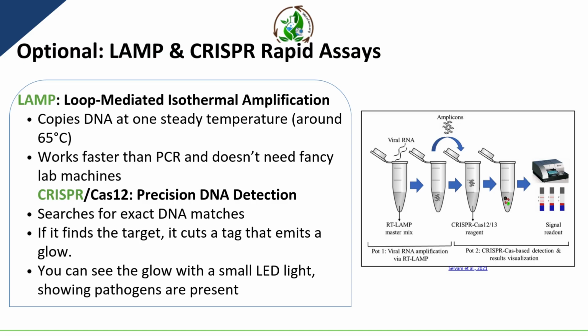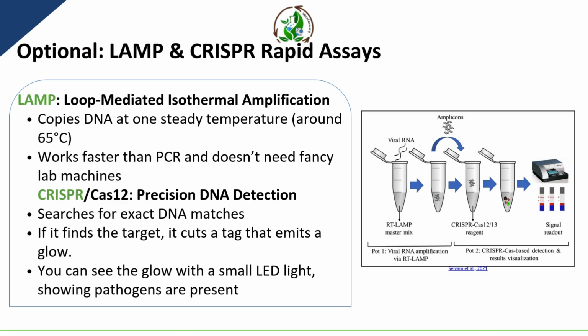Let's now look at two of the most cutting-edge tools in rapid diagnostics: LAMP and CRISPR-Cas12. These methods take the precision of molecular biology and package it into formats that can actually work in farm environments, not just high-end labs. LAMP, or loop-mediated isothermal amplification, copies pathogen DNA at a single, steady temperature, usually around 65 degrees Celsius. Unlike PCR, it doesn't need expensive thermal cyclers. A simple heat block or even a controlled water bath is enough. Because everything happens at one temperature, LAMP can produce results much faster than PCR, often in about 30 minutes.